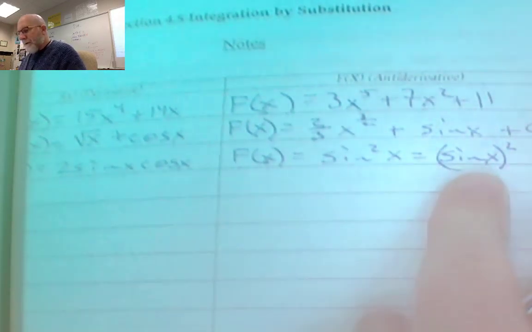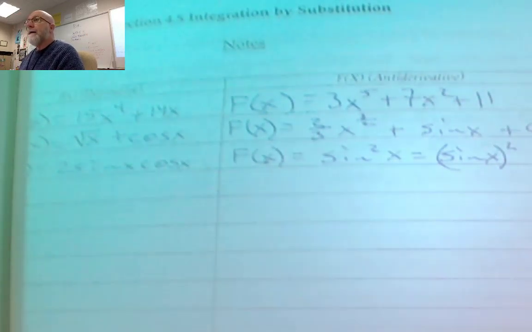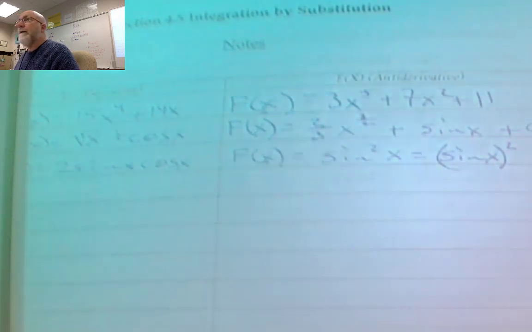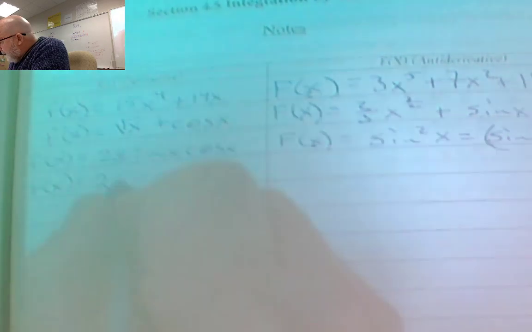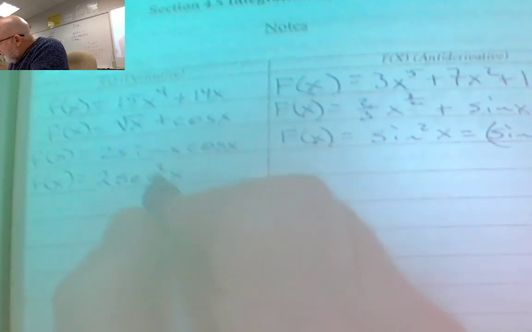Alrighty. Next. Volunteer. Cameron, you ready, Cameron? Sure. Okay. f of x equals 2 secant squared x plus 3. So what would the antiderivative be?